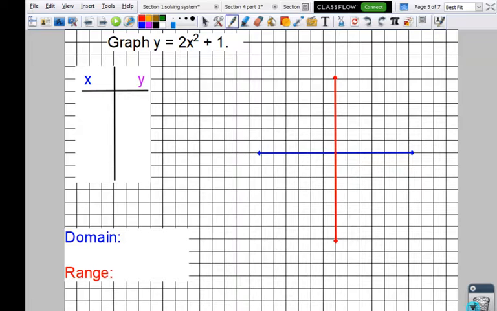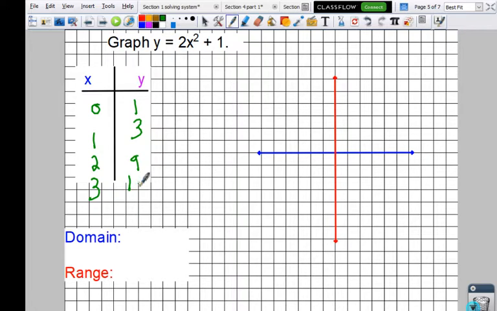Alright, so 2x squared plus 1. For my table, I get 1, 3, 9, 19, right? Let's go by threes. 1, 3, 9, 19.